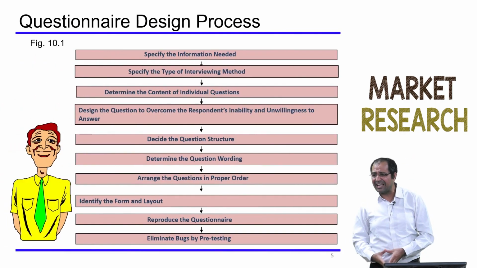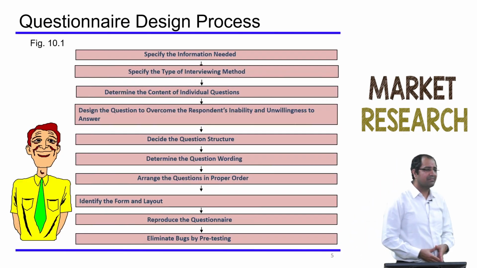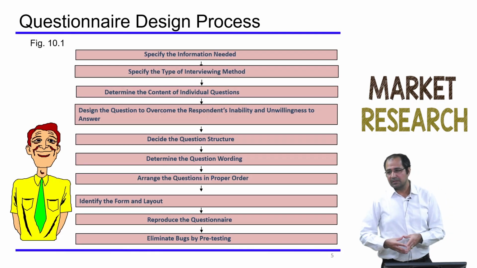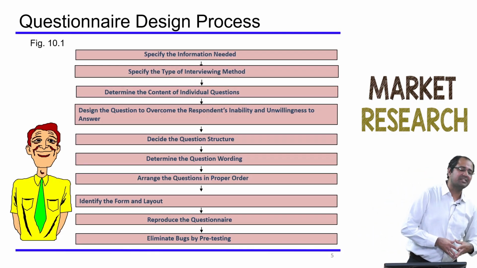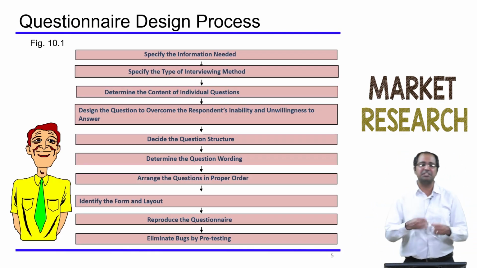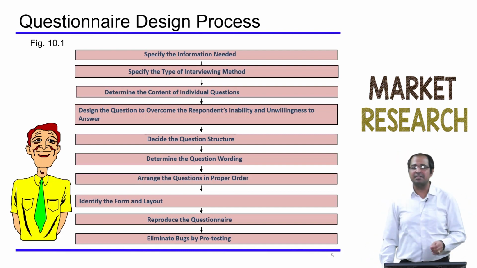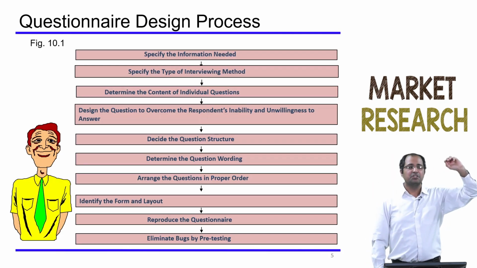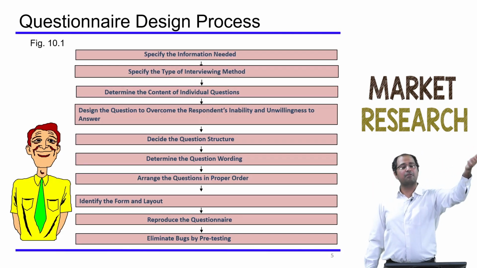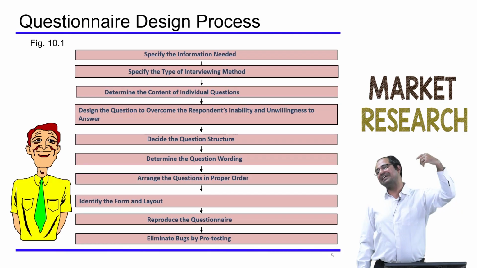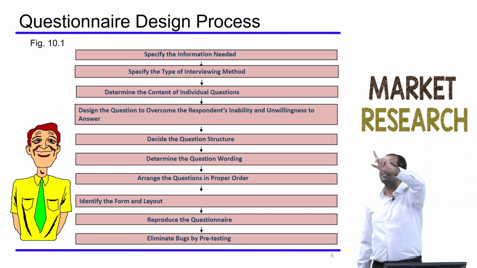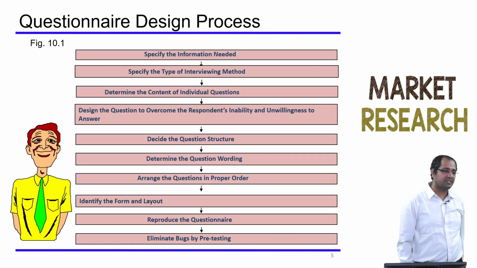This is the questionnaire design process. It is a 10-step process, and we will look at each and every step. The first step is specify the information needed. What is the first step? Specify the information. What does it mean? It means you write down all the variables on which you would like to collect the information. Specify the information needed. If you remember, it is the last thing in step number 2.